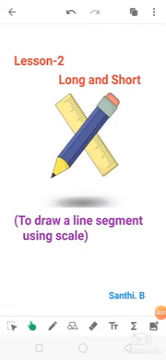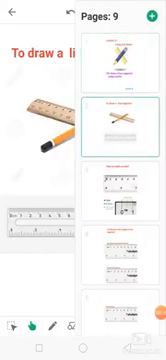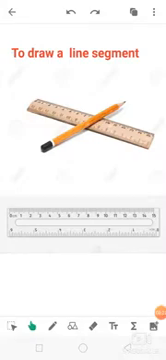Good morning everyone. Today we are going to learn how to draw a line segment using scale from lesson number 2, long and short. To draw a line segment, you are going to use a pencil and a scale. You are going to use a 15 centimeter plastic scale to draw a line segment.